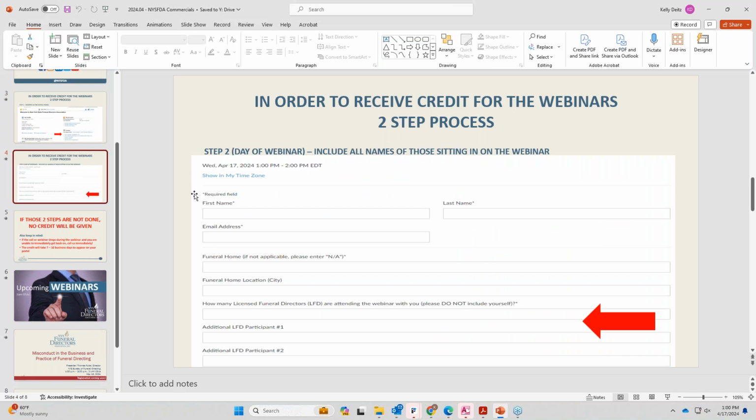And you're going to put your first name, whoever the point person is. Now, I know some of you have one person sitting around a computer, and some of you have 10. So one person puts their first name in, their last name in, and their email address. Funeral home name, the funeral home city. And then you're going to want to count how many people are sitting around you and put that number in here. And then list each funeral director that is sitting in around you. GoToWebinar provides us with a report at the end of the webinar as to who was sitting in on this webinar and how long you were in there for.